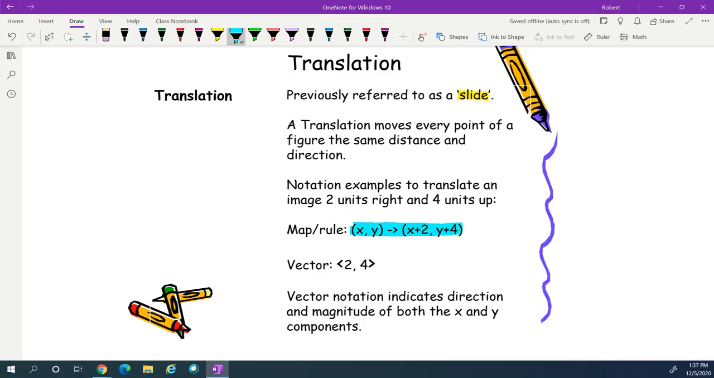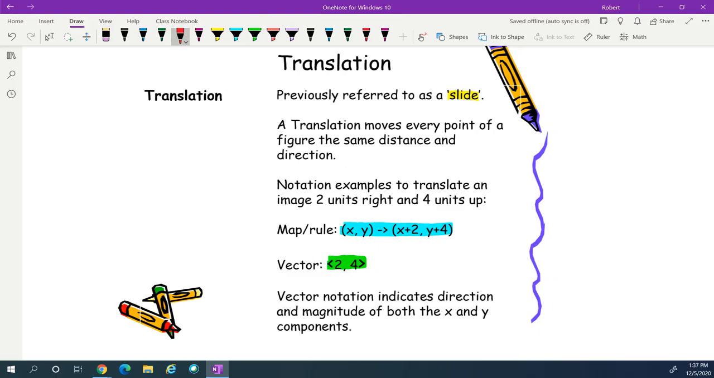And the second is called a vector. Notice that they actually have the same information. Both of these have a +2 and a +4. So they're saying the same thing, it's just being written out two different ways. So let's take a quick look at this.